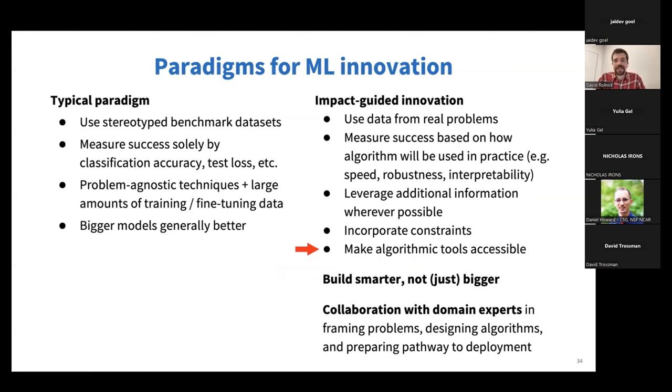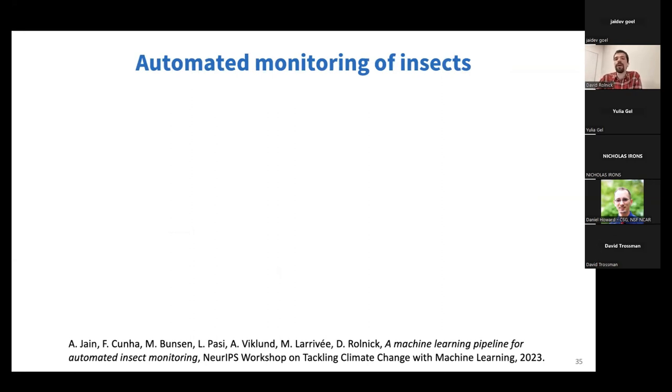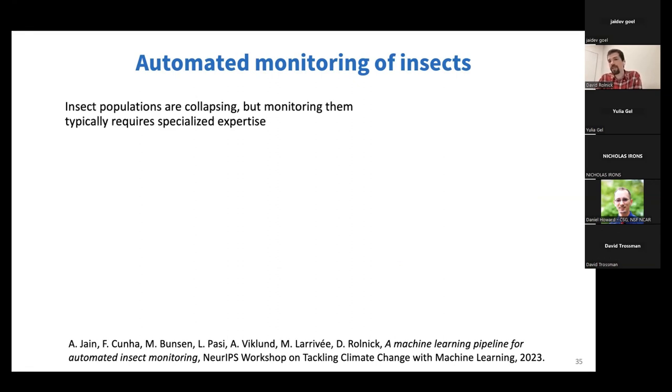Okay, so the last point that I want to talk about here is making algorithmic tools accessible. And here I want to talk about our algorithms quickly for automated monitoring of insects. Insect populations around the world are collapsing, and that is leading to major ecological consequences as well as costs for ecosystem services like pollination and agriculture. But monitoring insects typically requires specialized expertise, so there just isn't enough expertise to do the job. There are a million species of insects known in the world, and probably more like 10 million that are undiscovered. So monitoring insects is really challenging, and we don't have the human capacity to do that alone.